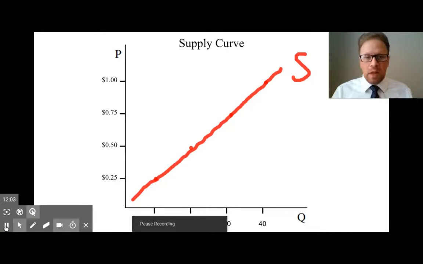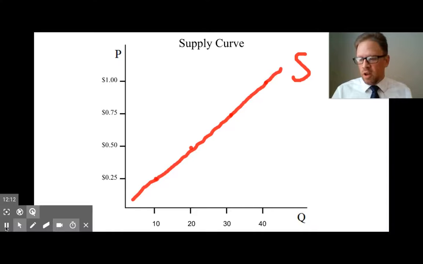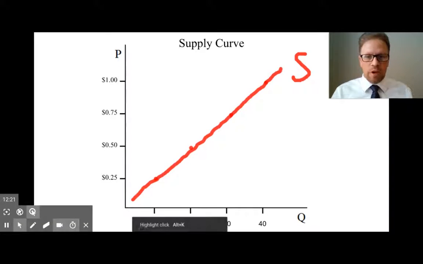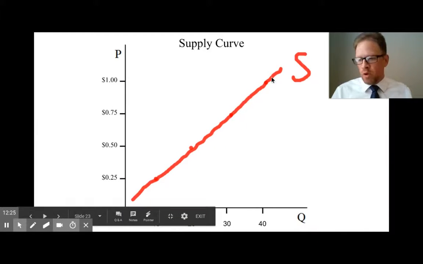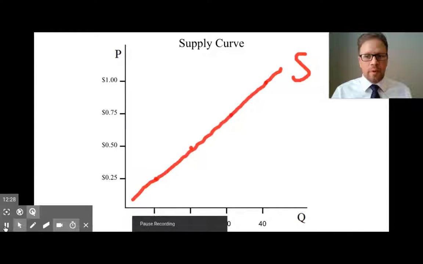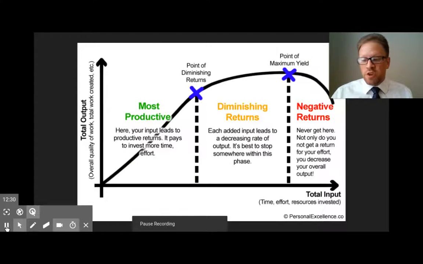Now, while supply is actually variable in the long run, in the short run, supply is influenced by the law of supply and also the law of diminishing returns. The law of supply, this is a pretty basic one. This says more of a good or service will be supplied at a higher price than at a lower price. So the lower the price, the less they want to produce. The higher the price, the more they want to produce. Simple enough.